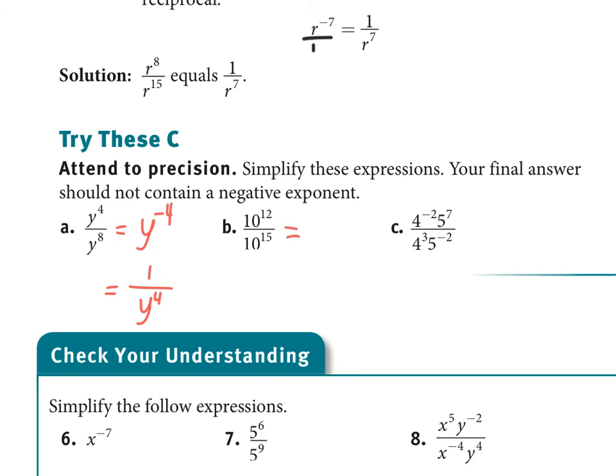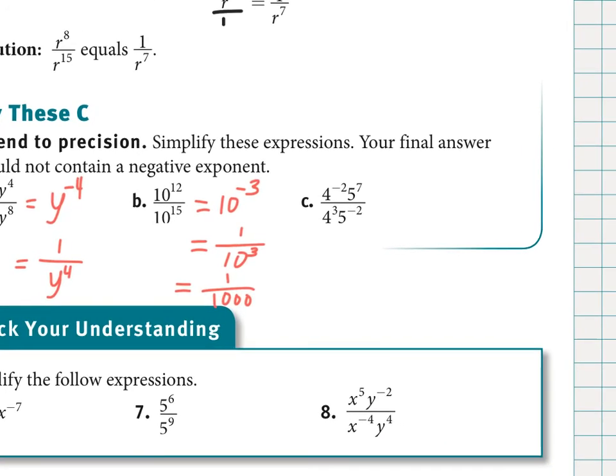Okay, 10 to the 12th over 10 to the 15th. Again, we can subtract exponents. It's 10 to the negative 3rd. We don't want to leave a negative exponent, so we're going reciprocal. 1 over 10 to the positive 3rd. Another option, since we know 10 to the 3rd is 10 times 10 times 10, we could also write this as 1 over 1,000.